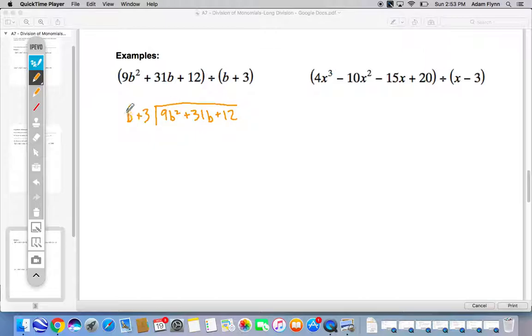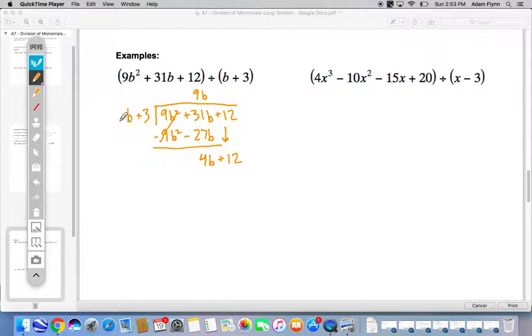So 9b squared divided by b is 9b. So b times 9b is 9b squared. 3 times 9b is 27b. I have to subtract, so I'll switch my signs to negatives. 9b squared minus 9b squared, that cancels. 31b minus 27b is 4b. And then I bring my 12 down, so I have plus 12.